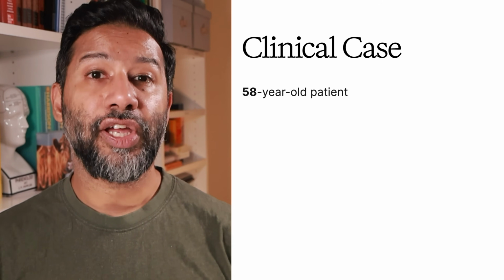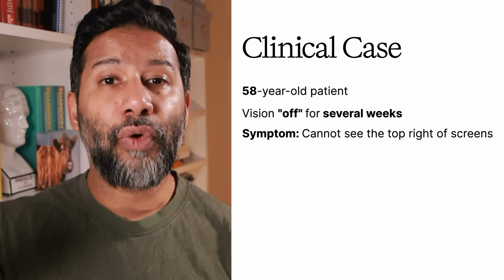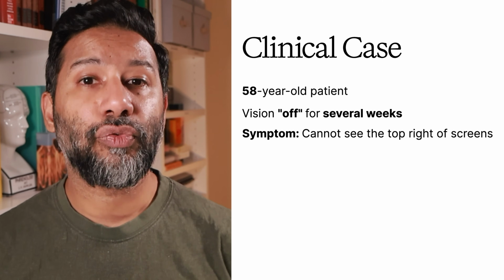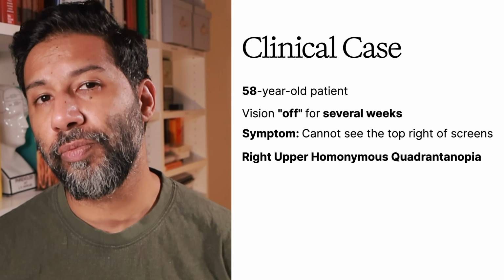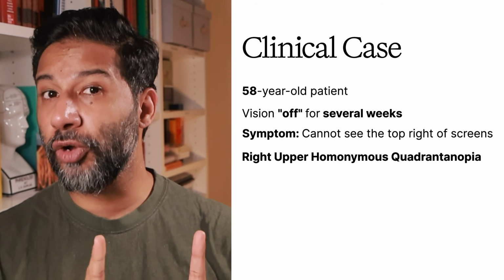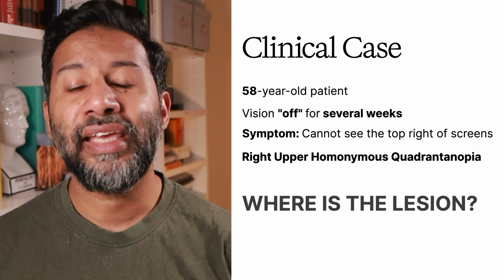Okay, now, let's do a quick case. A 58-year-old is referred with a visual complaint. They have noticed something is off with their vision for the last few weeks. They cannot see the top right of their computer or TV screen. Now, on examination, you find a right upper homonymous quadrantanopia. So an upper right quadrant of the visual field is gone in both eyes. Now, no other neurological deficits are present. Where is the lesion?